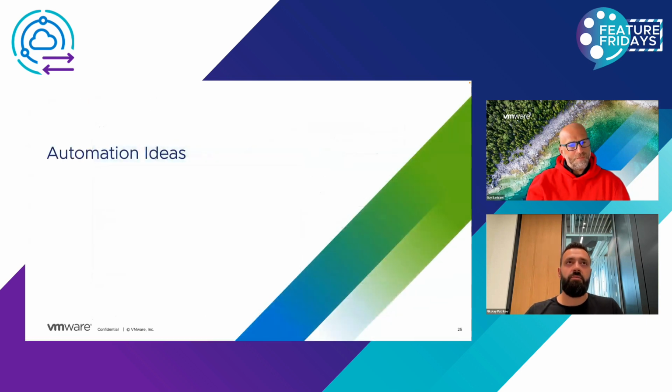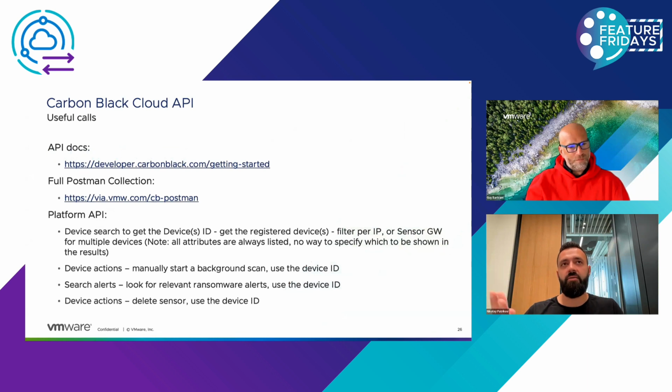Yep. And here are the automation ideas. With the Carbon Black API, we can search for a device based on its IP or the sensor gateway that it uses to connect. So we have multiple options for filtering. We need to search for this to get the ID of the device and then start the background scan. It will start at some point automatically, but if we want to start it right after the test failover is completed, we can do this manually. We can search for alerts based on this device ID, and we can delete the sensor to unregister it from Carbon Black Cloud as well, before performing the test cleanup.